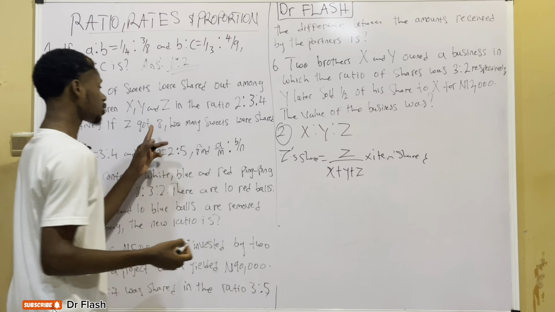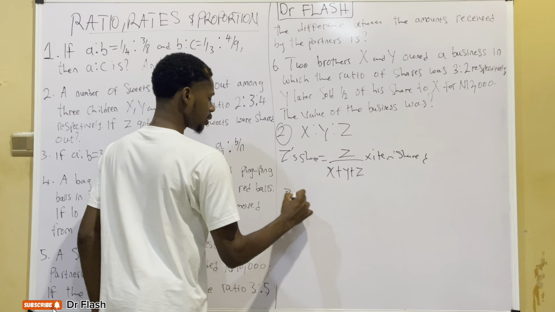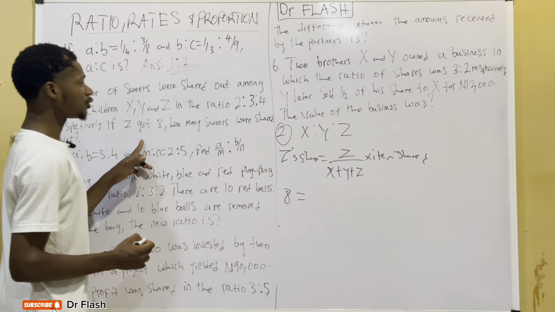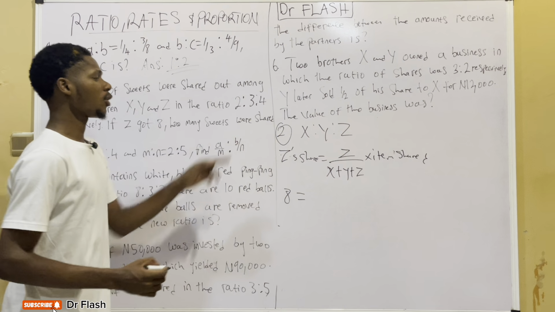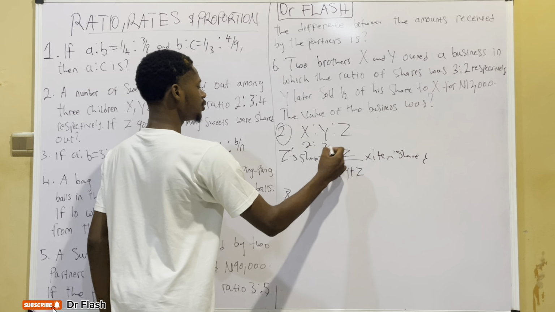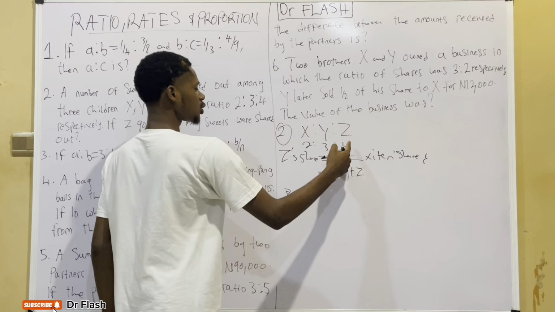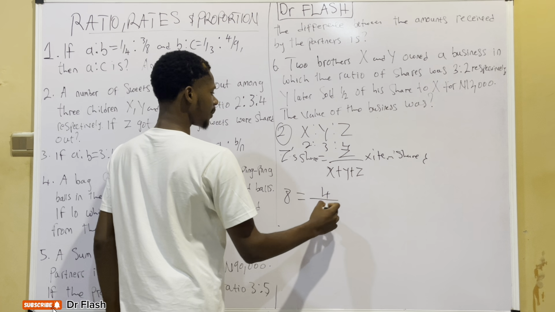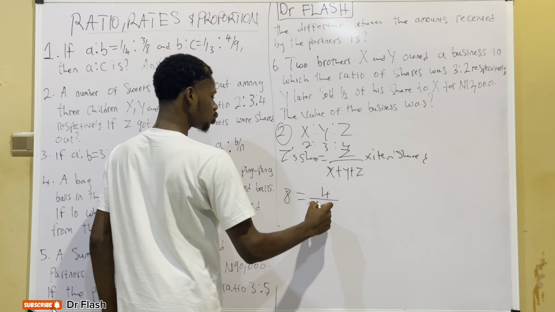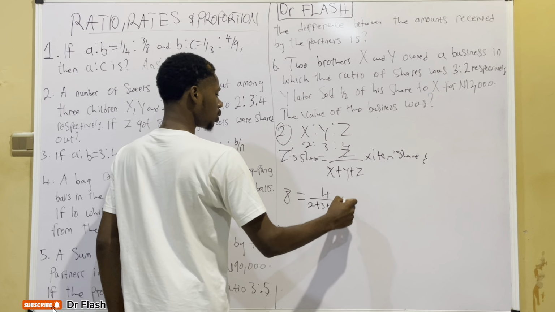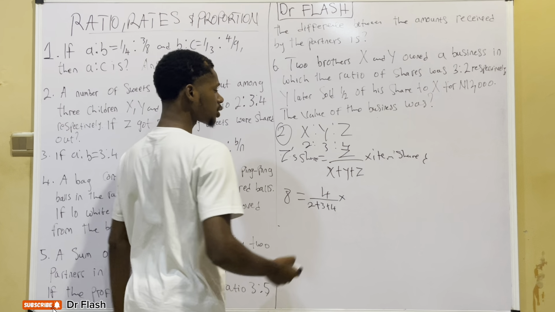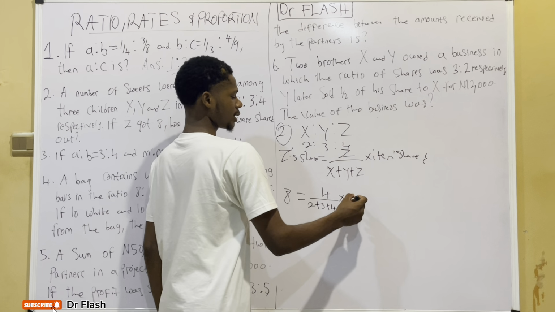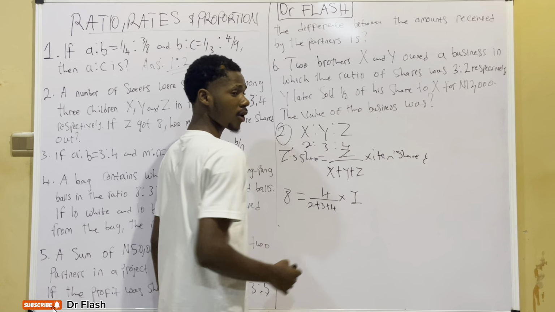Now z's share was given as 8, so we're going to have 8 is equal to, according to the ratio, we're given 2, 3, 4. This is 2 ratio 3 ratio 4, which means the value of z is what now? 4. That will be 4 divided by the sum of the ratios, we have 2 plus 3 plus 4, times what is being shared. Let's call what is being shared I, I for item.